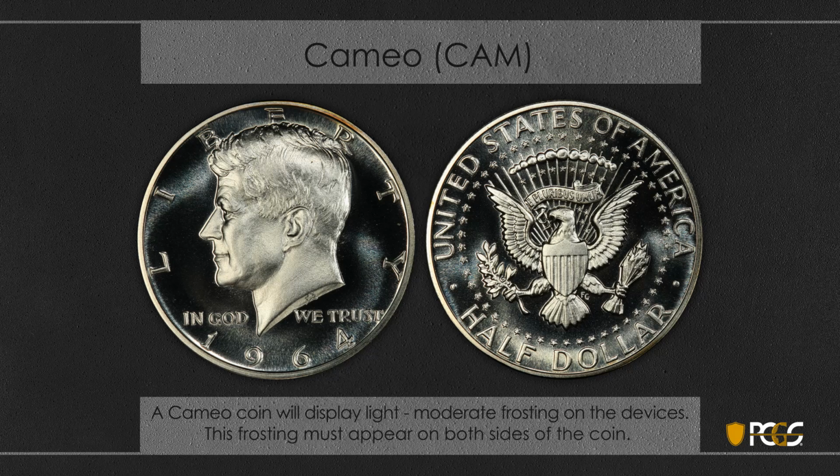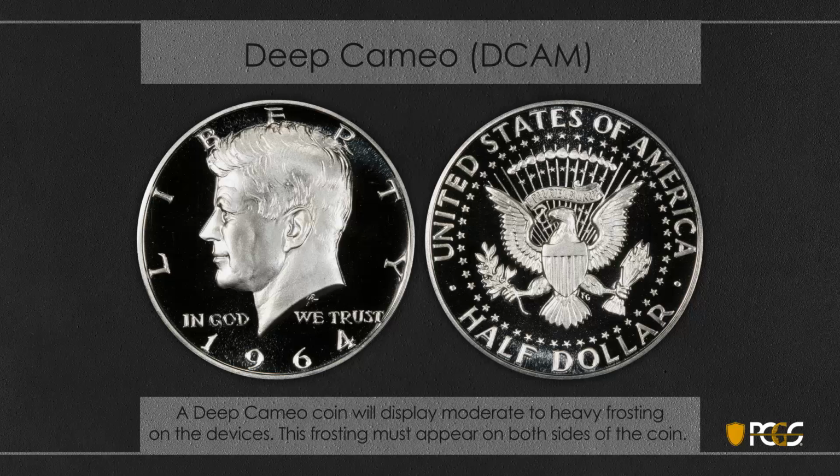But you can see in this coin you've got deeply mirrored fields, and you've got some frosting on the head and the eagle on the back, but not a great deal. But on a deep cam or DCAM, you will see that that degree of frosting is very heavy, and it stands out in sharp contrast to the fields. And again, it must appear on both sides of the coin.